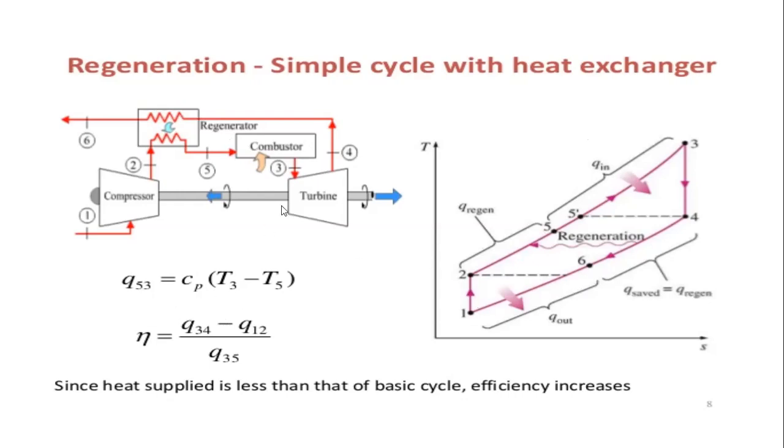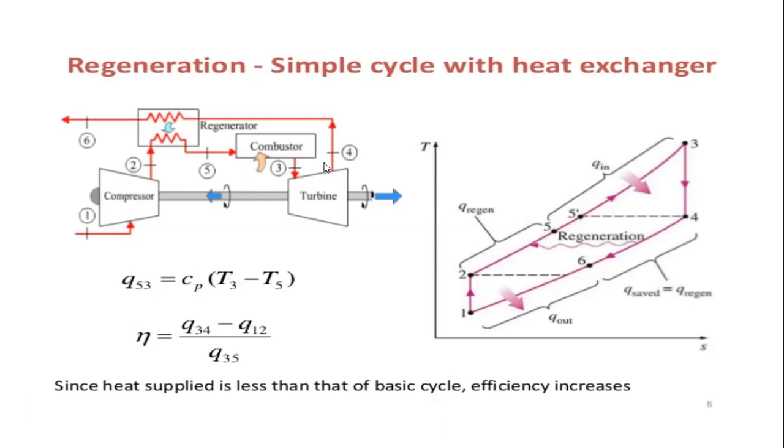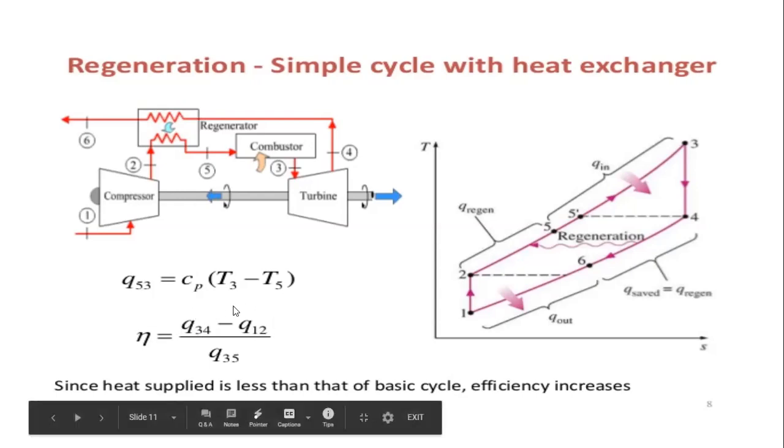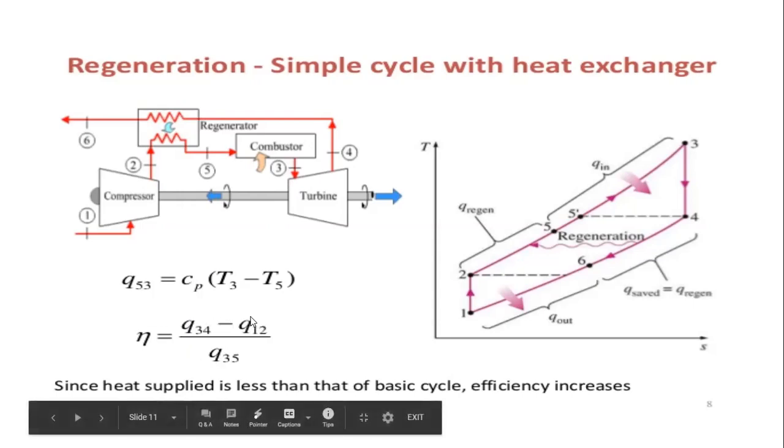What is this Q34? This expression is written in terms of turbine work. So Q34 is the turbine work. You know that heat supplied minus heat rejected is also equal to turbine work minus compressor work. So the numerator of this expression is either heat supplied minus heat rejected or turbine work minus compressor work. In my slide, the numerator is written as the turbine work minus the compressor work. Turbine work is 3 to 4 and compressor work is 1 to 2. So turbine work minus compressor work is the net output.